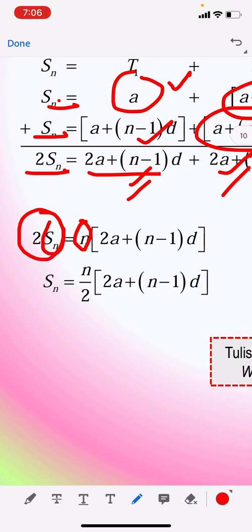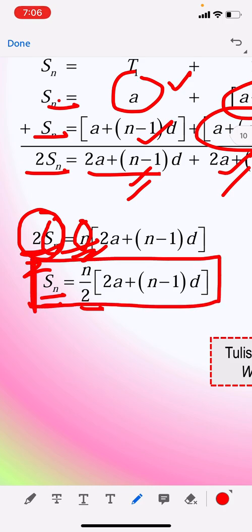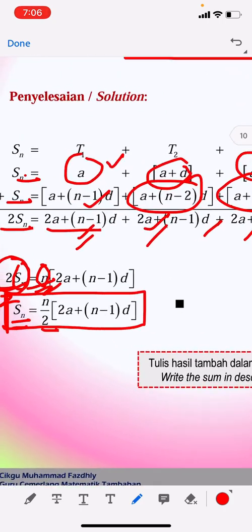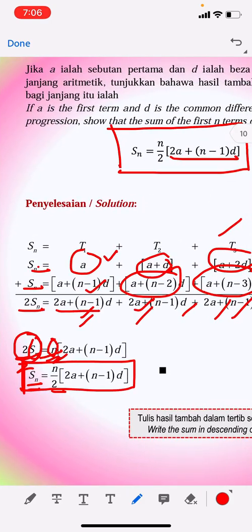Just that your Sn, you have a 2 here, so you divide by 2. Divide by 2 here, divide by 2 here. So here you are getting the formula. You're showing the right formula. Right, that is how you prove or how you show.